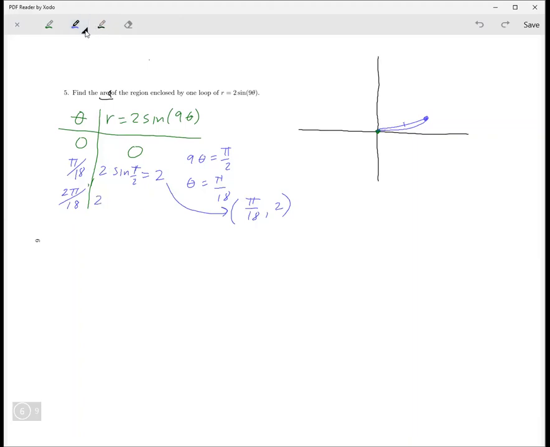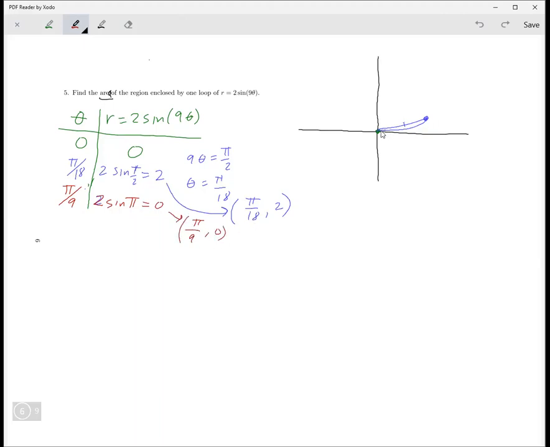let me do it a different color. Then it's going to be 2 sine of pi. Okay, so maybe I should have done it. Let me do this. I'm going to put pi over 9, which is double that. Okay, so when you put pi over 9 in here for theta, you're going to get sine pi, and that's 0.